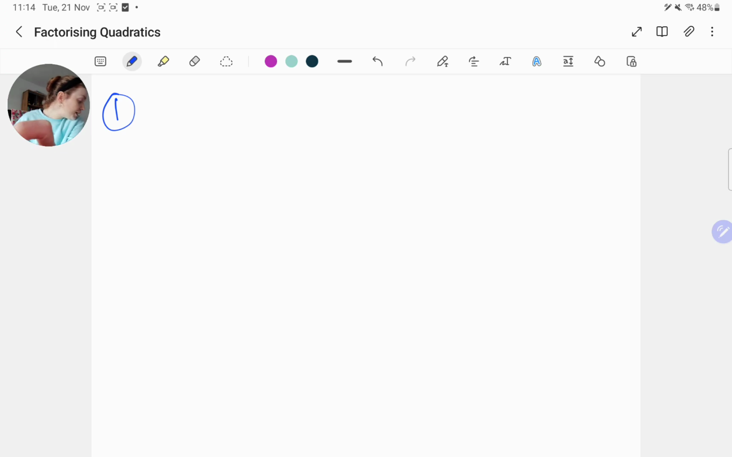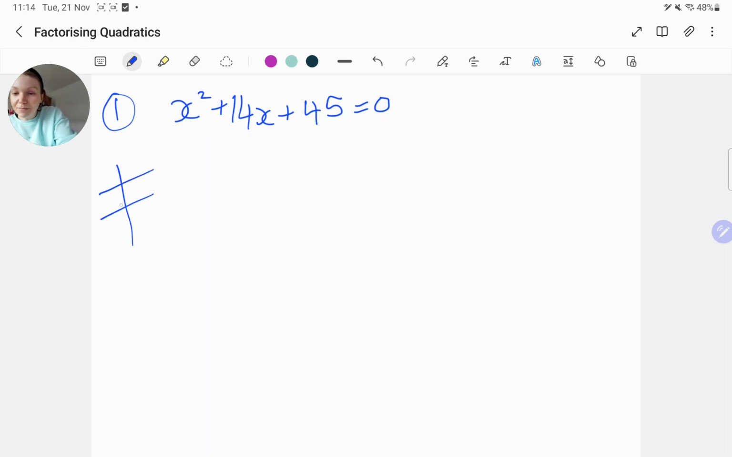So let's look at this one. We'll do x squared plus 14x plus 45 equals 0. Okay, so this is how I do it. I'm going to do this little diagram here: multiply to give, add to give. You might see that as product and sum, P and S. So we're going to multiply to give, add to give.